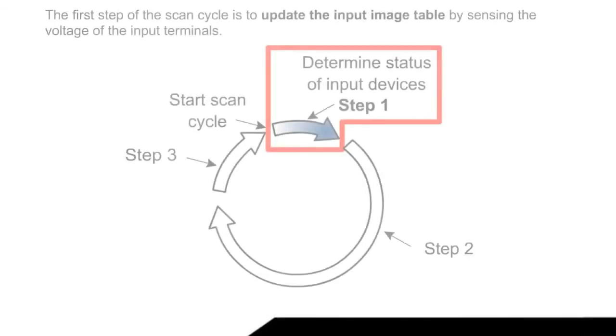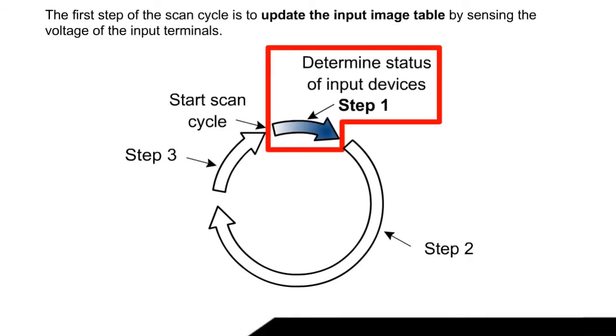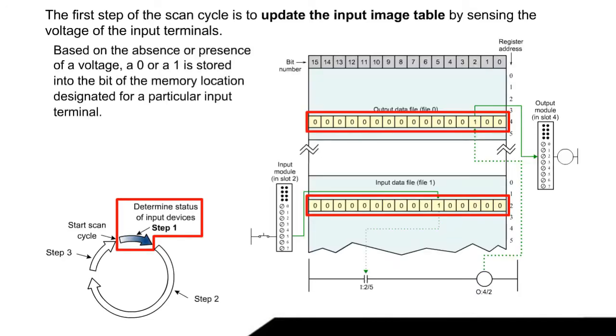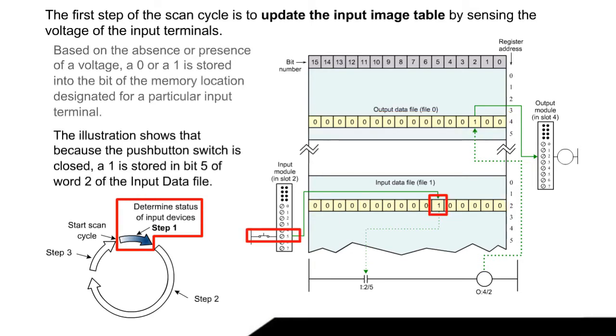The first step of the scan cycle is to update the input image table by sensing the voltage of the input terminals. Based on the absence or presence of a voltage, a 0 or a 1 is stored into the bit of the memory location designated for a particular input terminal. The illustration shows that because the push-button switch is closed, a 1 is stored in bit 5 of word 2 of the input data file.